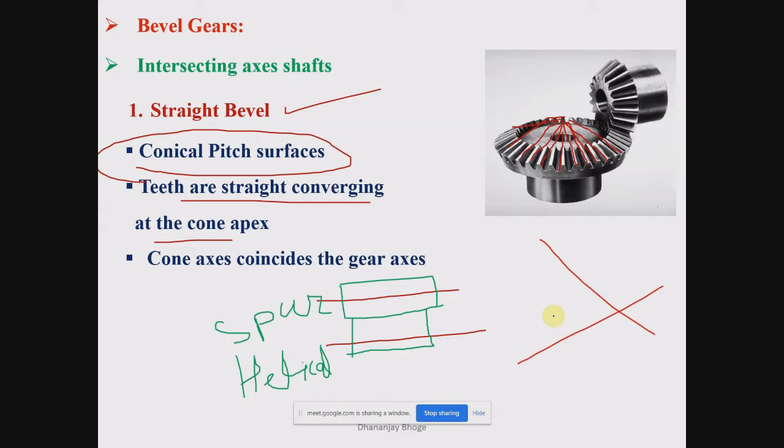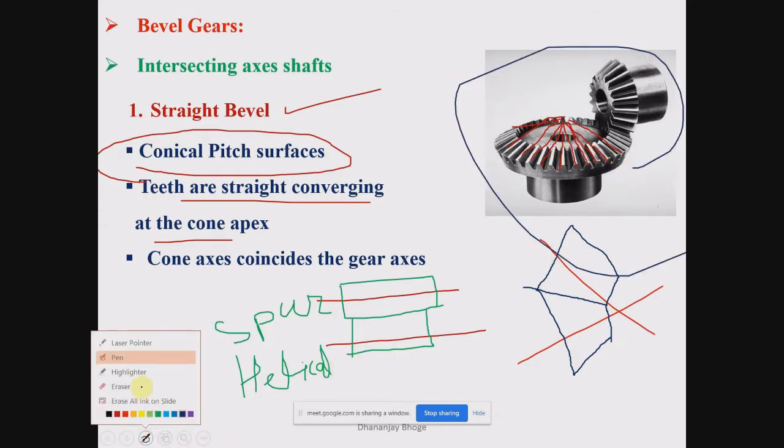आता हे कसे कनेक्ट करू शकतो? We cannot use cylindrical surfaces here. बरोबर? Surface कसे पाहिजे? If this is the common line of contact, it indicates that the pitch surface must be frustum of cone. Okay. So bevel gears have conical pitch surfaces. याच्यावर टीथ कट केले की we get this kind of gears.